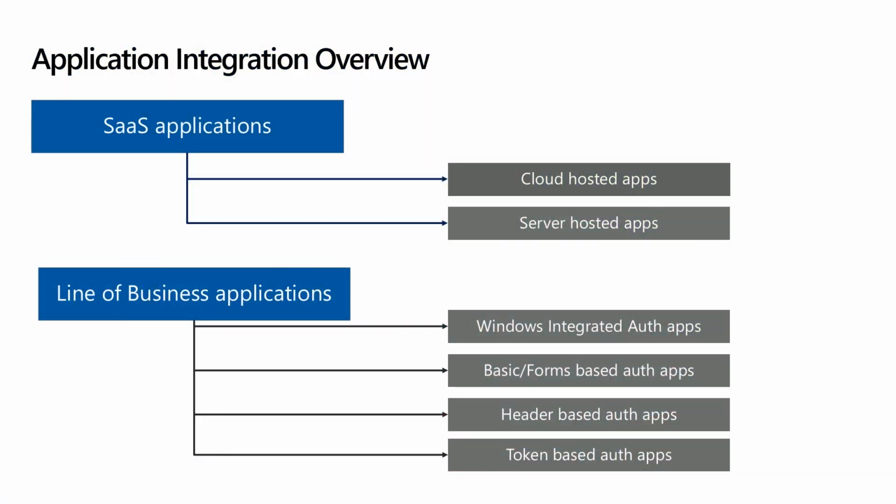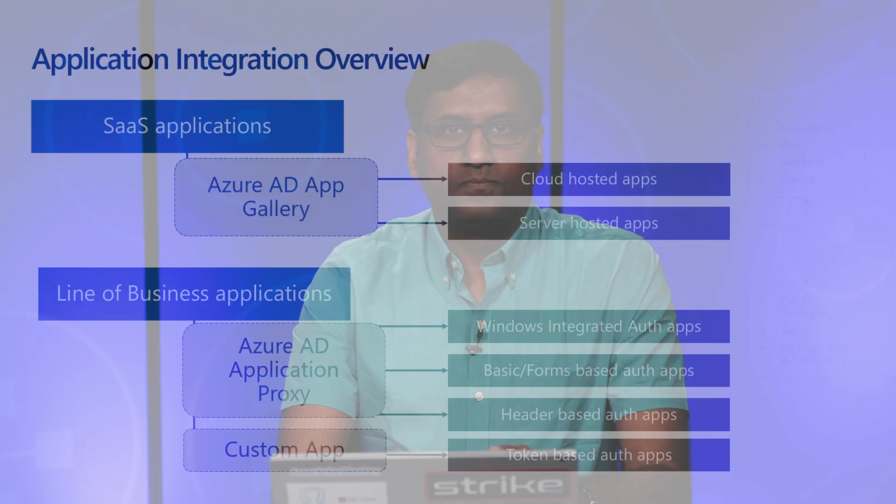When you have line of business applications, as we said, generally they are on-premises and installed on the server. But if you look at how they authenticate, majorly you will see Windows integrated authentication, or basic or forms-based authentication where the user types a username and password, or header-based authentication, which gets the information from the header and then the authentication happens. And then there are token-based applications. Your organization generally has all these types of applications. We have seen customers using line of business applications and SaaS applications together in the organization.